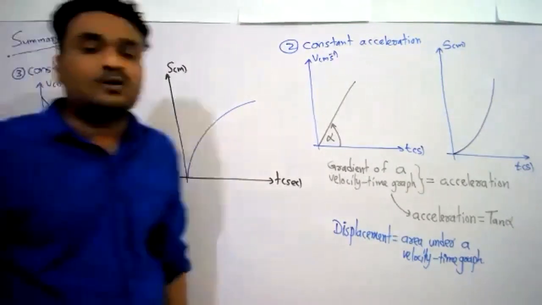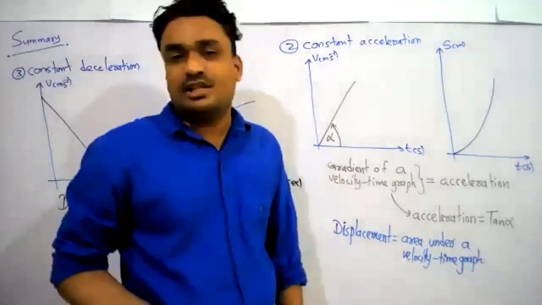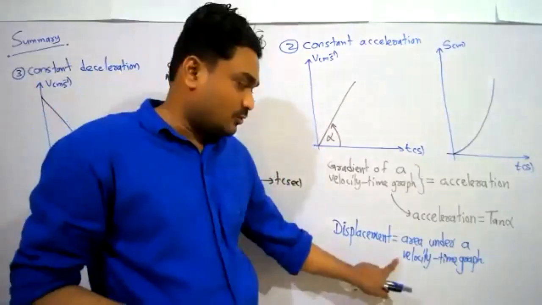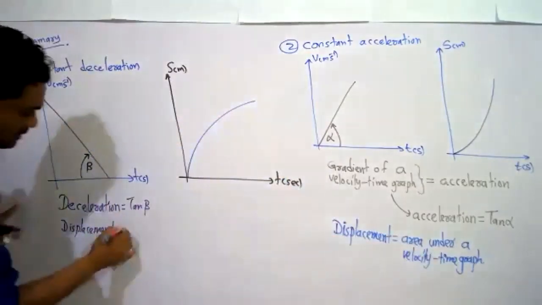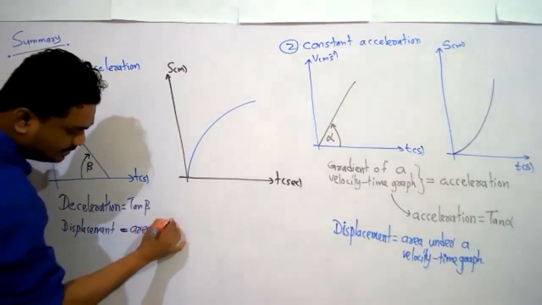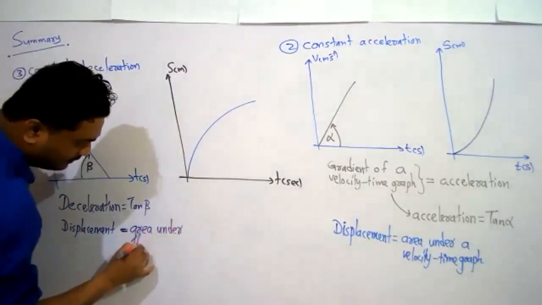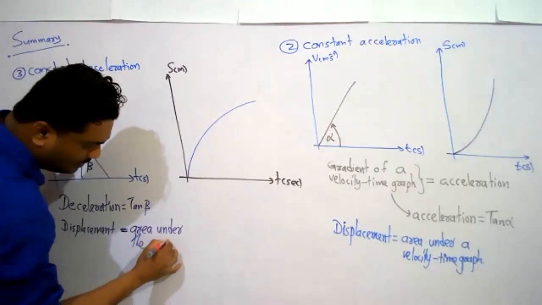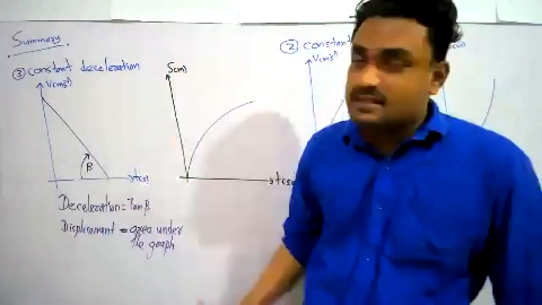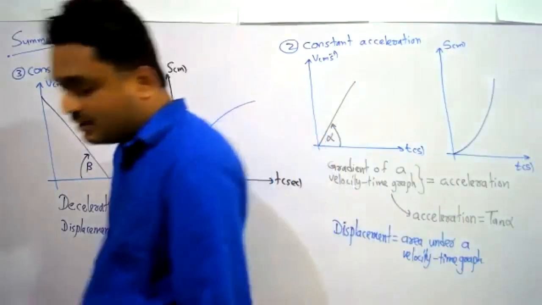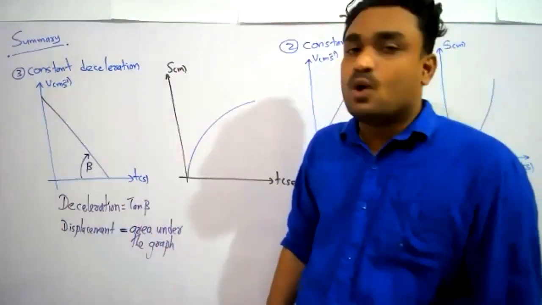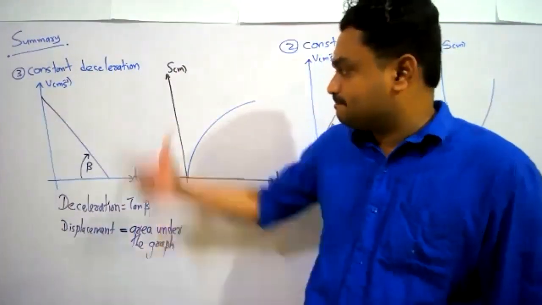What about displacement here? Whether it is constant velocity, constant acceleration, or constant deceleration, whatever it is, displacement is always equal to the area under the graph. Complete this here, quick. So this is the third set of the summary. We have 6 graphs. We have drawn 6 graphs. We are going to use those 6 graphs to solve problems. Complete.